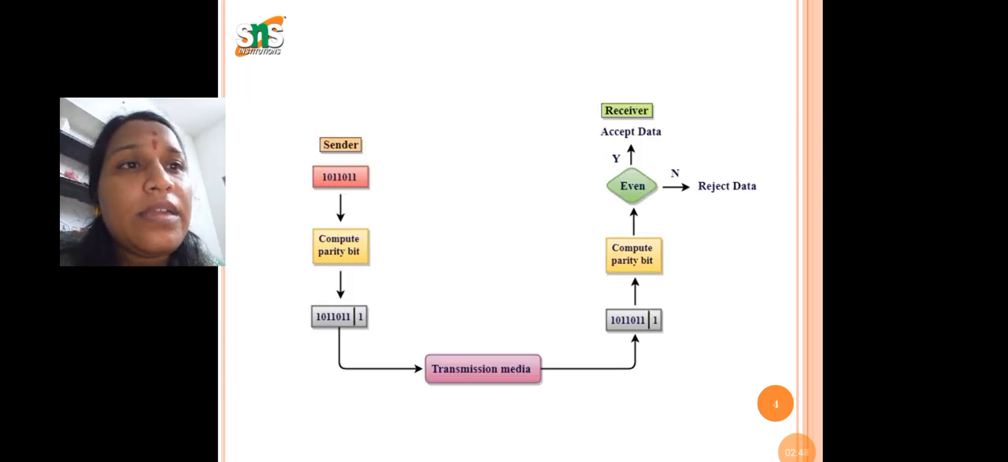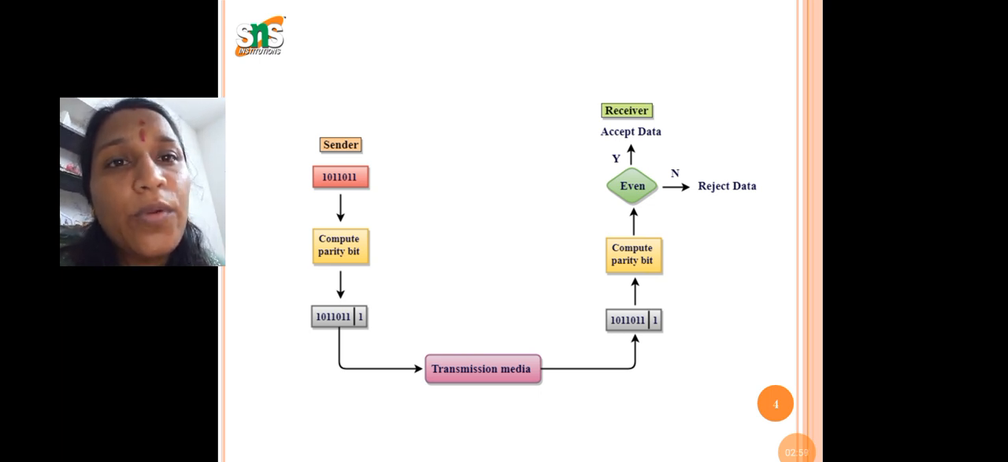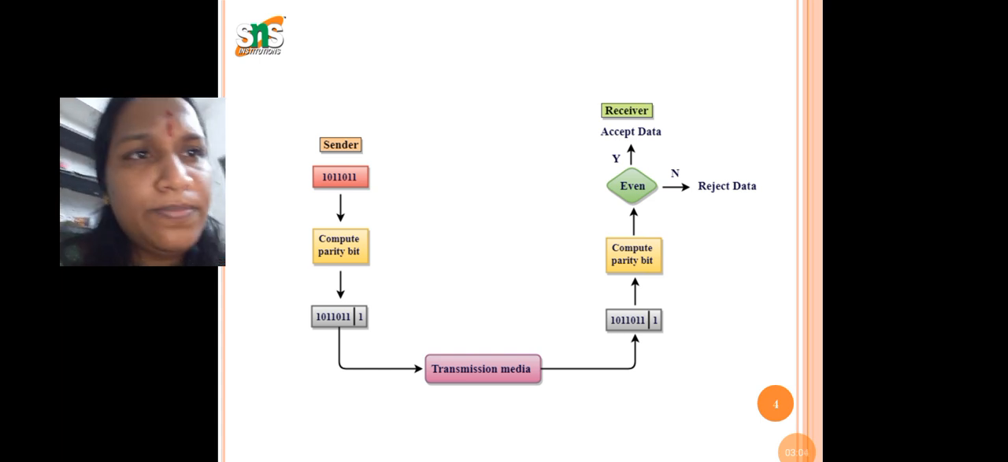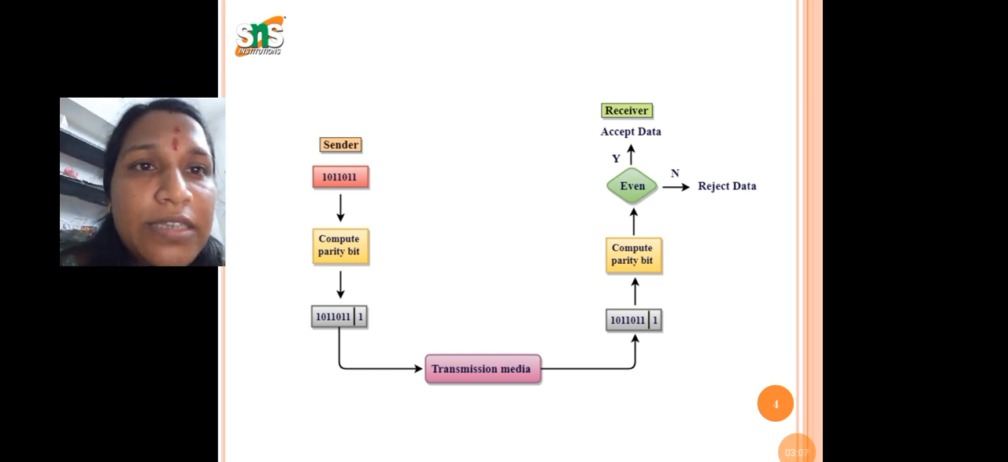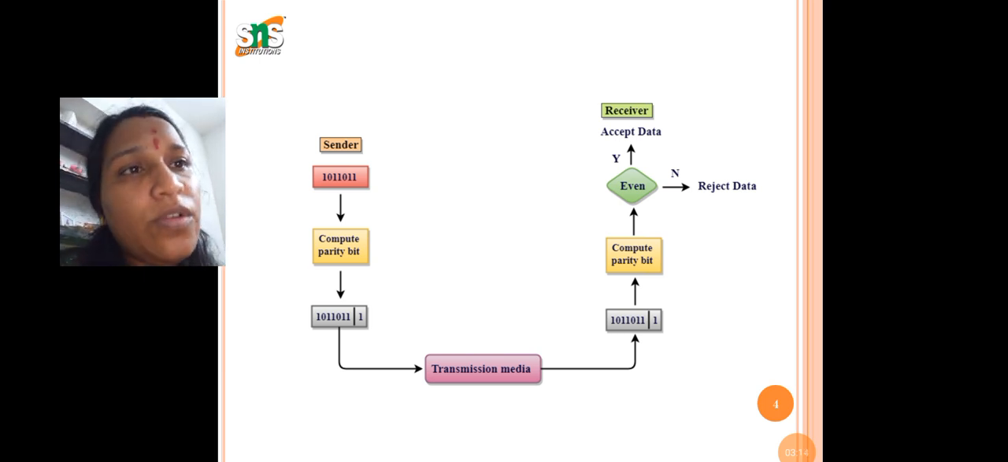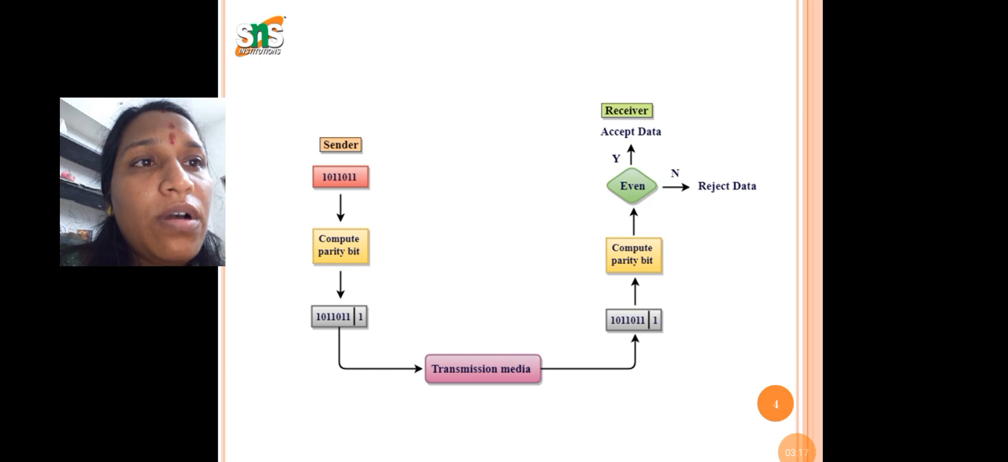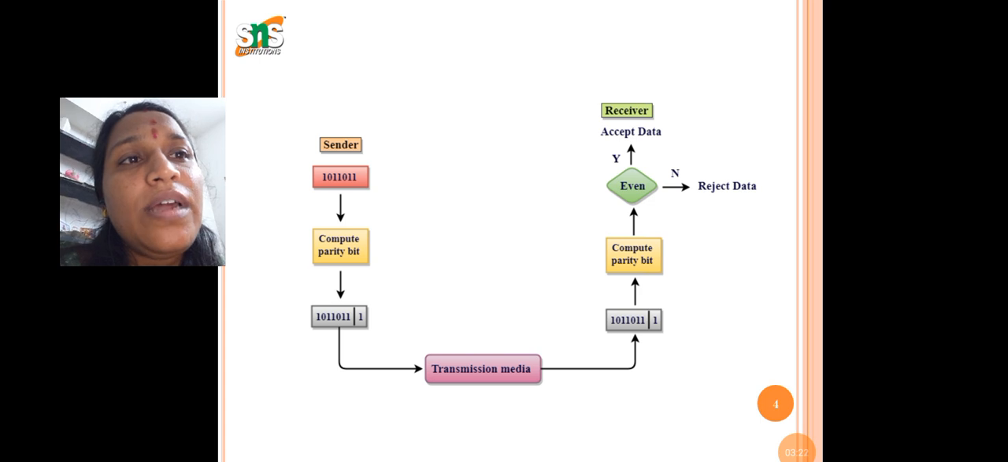Okay, and here we can see the sender and receiver points. The transmission media is between the sender and receiver, and the sender forwards the binary number and computes the parity bits, whether even or odd, and it is passed to the transmission media, and the parity bits are computed, and it moves along with the even. If it is even, it accepts the data. If it is not even, okay, it rejects the data. It is received by the receiver only if the answer is yes.